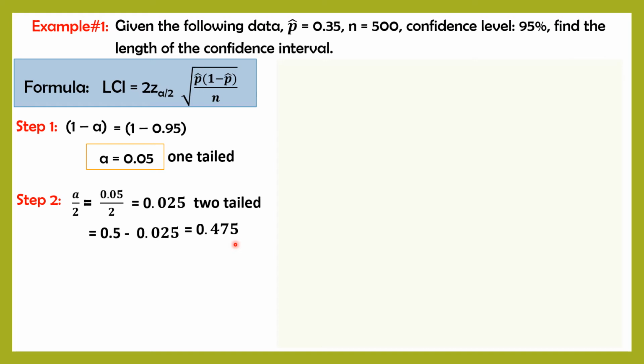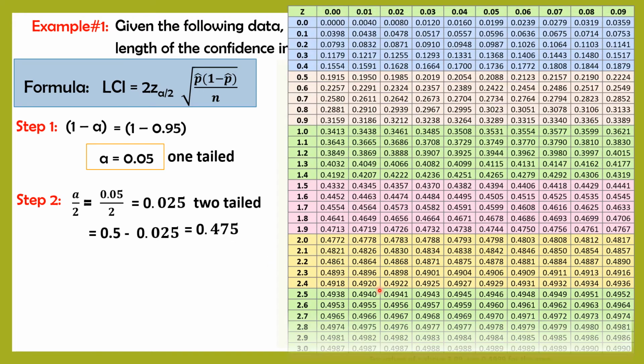Ang kailangan natin ay yung z-value. So, para makuha natin ang z-value, gamitin natin yung table. Pero this time, dito tayo titingin sa area. Para makuha natin ang ating z-value, yung nasa left side at yung nandito sa taas. So, hanapin muna natin ang 0.475.